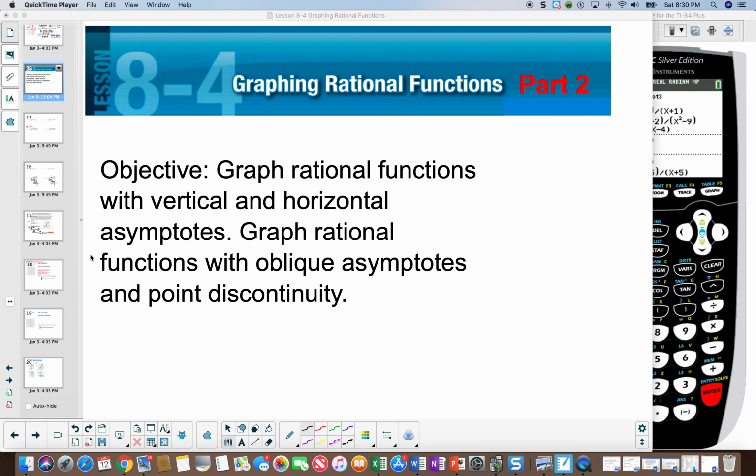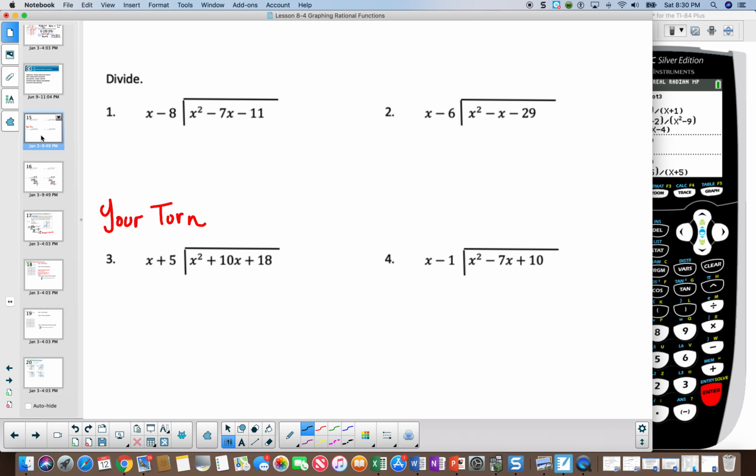Lesson 8-4, Graphing Rational Functions, Part 2. We're going to look at the second objective, to graph rational functions with oblique asymptotes and point discontinuity. Before we start, let's go ahead and review dividing.